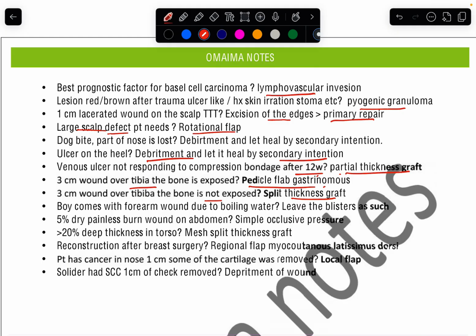Boy comes with forearm wound due to boiling water, leave blister as such. 5% dry painless burn on the abdomen, simple occlusive dressing. More than 20% deep burn, mesh split graft. Reconstruction after breast surgery, regional flaps, myocutaneous flap. Patient has cancer on the nose, 1 centimeter, remove and local flap. Soldier with squamous cell carcinoma of the cheek, remove, debridement of the wound.